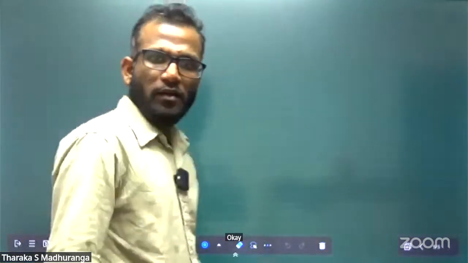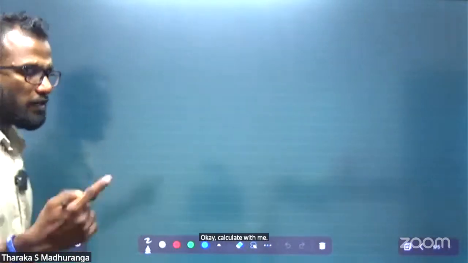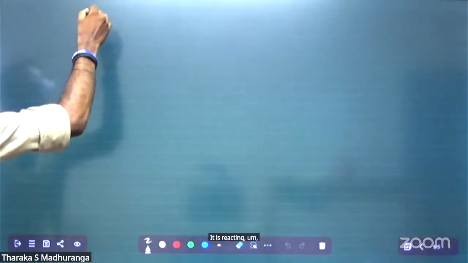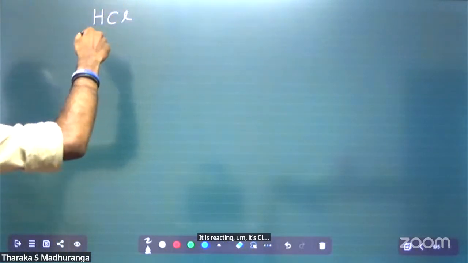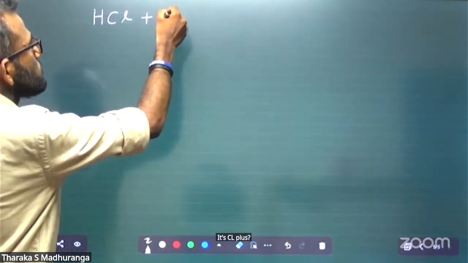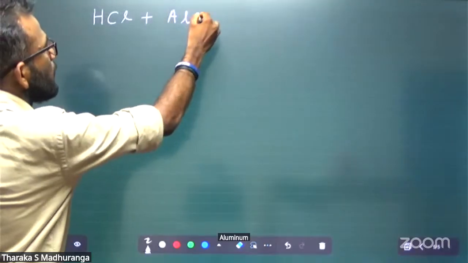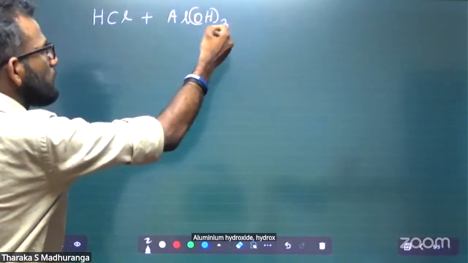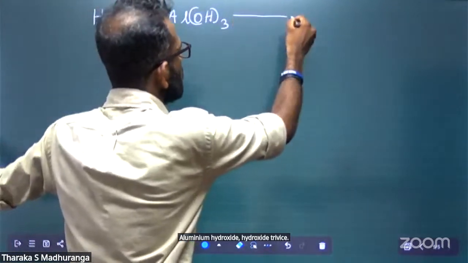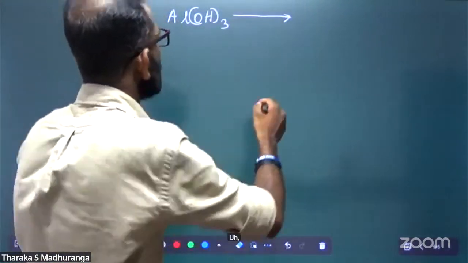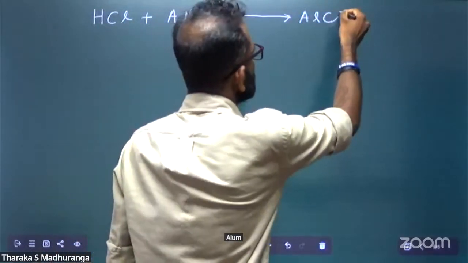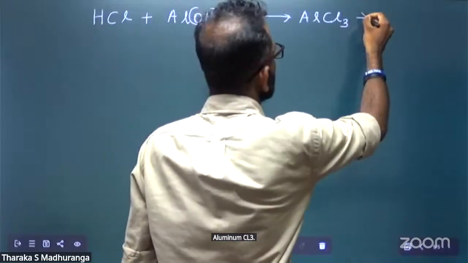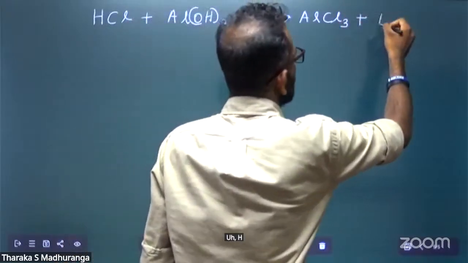Okay, please, let's calculate together. Calculate with me. Let's write the reaction first. It is HCl plus aluminium hydroxide, giving aluminium chloride, AlCl3, plus water, H2O.